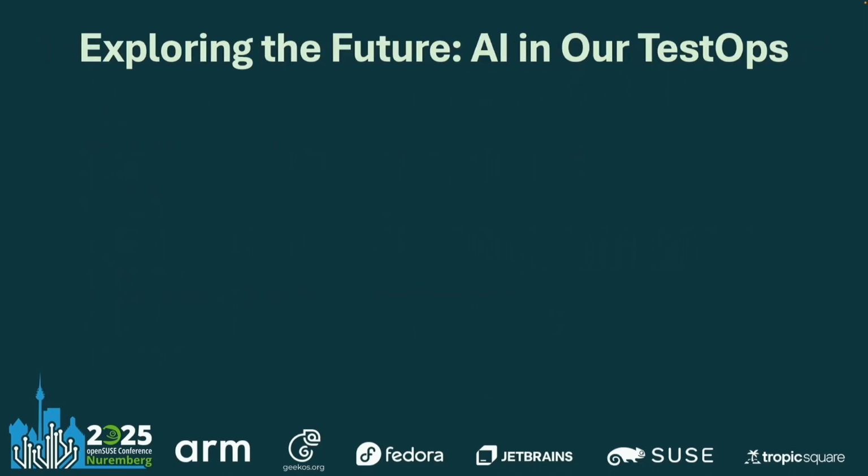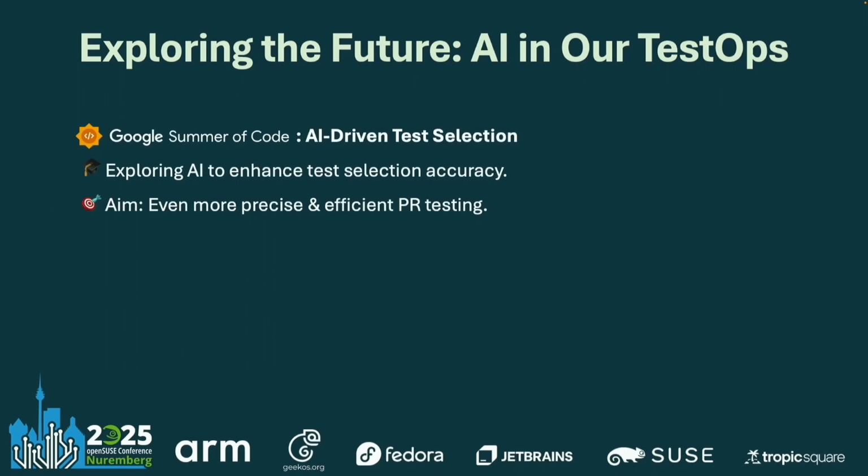Beyond our current TestOps practices, we are actively looking at how artificial intelligence can make our quality work even better. This is still new and experimental, but we see exciting possibilities in a couple of areas.